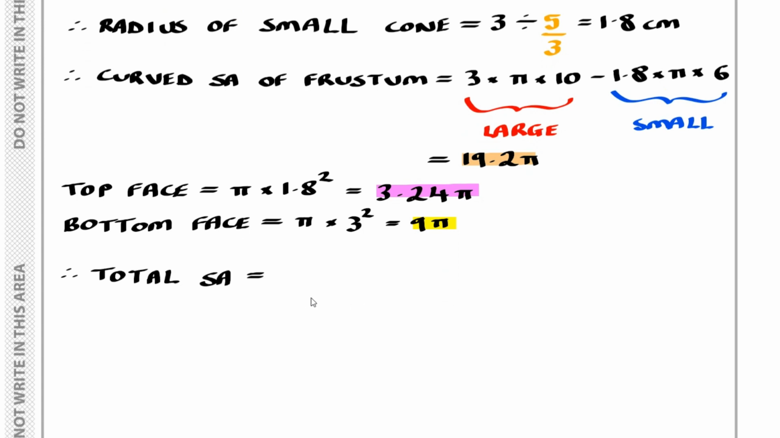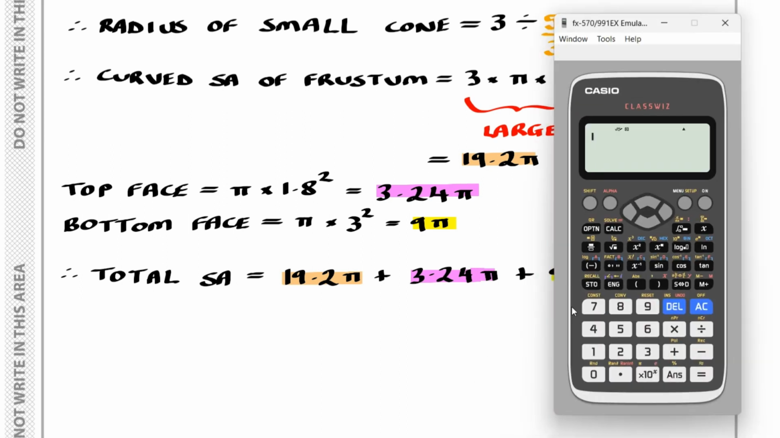So for the total surface area, I've got the curved surface area of the frustum, 19.2 pi, add on to this 3.24 pi, and add on to this 9 pi. So I've got 19.2 plus 3.24 plus 9, and then I multiply this by pi. Well, I've got 31.44 pi.